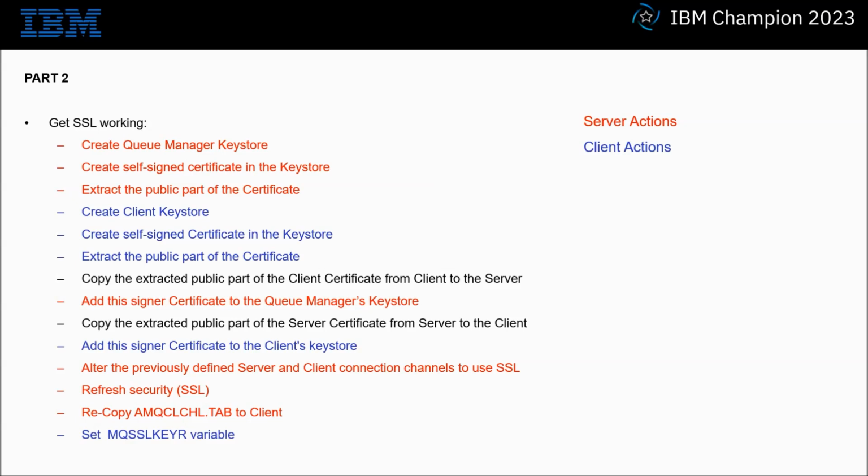Then I will alter the previously defined server and client connection channels to use SSL. I will refresh security. Recopy the AMQCLCHL.TAB file to the client, and finally set the MQSSLKEYR variable.